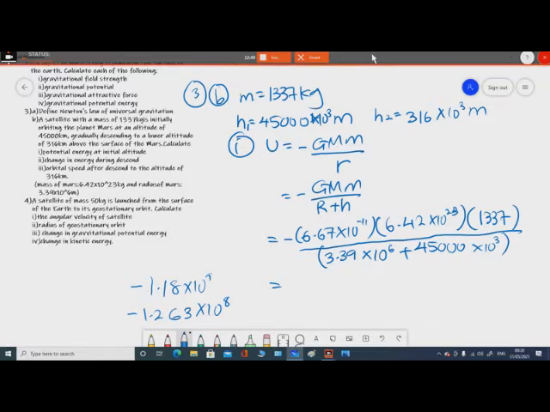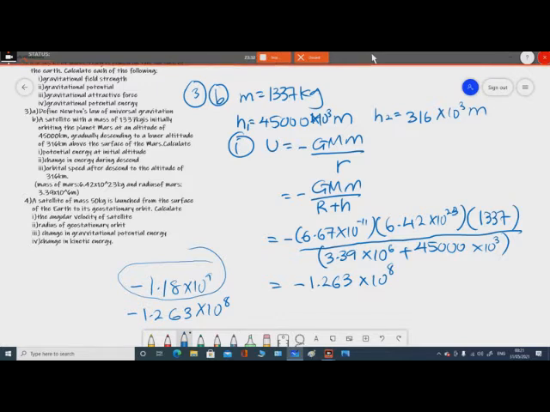So 4.839 times 10 to the power of 7 for the radius of the Mars plus the altitude at which the satellite is located. Okay, so the final answer we get is actually given as, okay, so yeah, I think the answer is wrong here. There's an error for this answer. So the final answer we got is actually given as negative 1.263 times 10 to the power of 8.